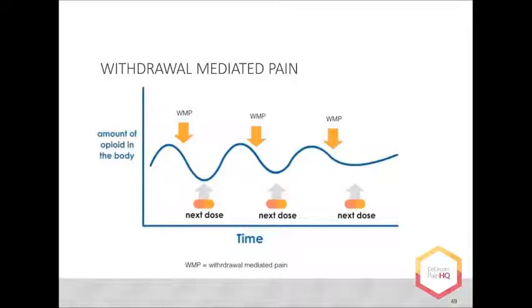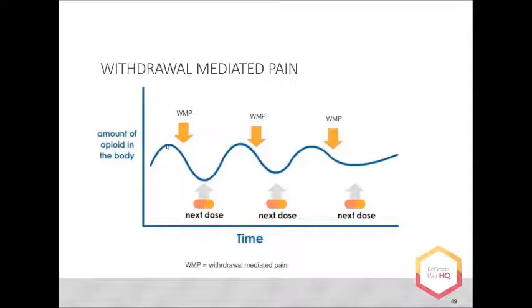So when they tell us this, we open the book on this page and we explain to them what is withdrawal-mediated pain, or WMP. This means that a person is on a stable dose of opioids, so they're taking opioids every day, and the opioid level varies a little bit. This is when you take the next dose of opioids. Let's say that you're taking opioids every 12 hours. You take one here, the opioid goes up in your system. And when it's time to get the next dose, you take the next dose here, and then it starts going up again.